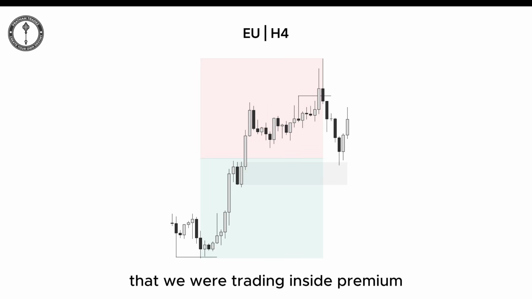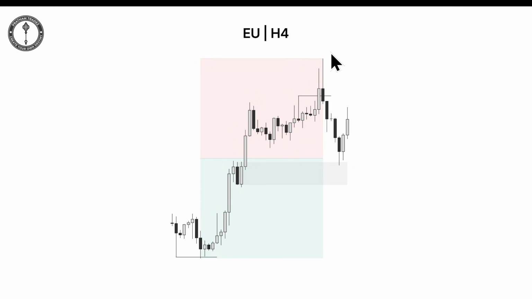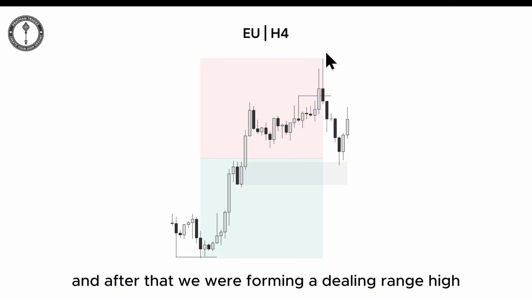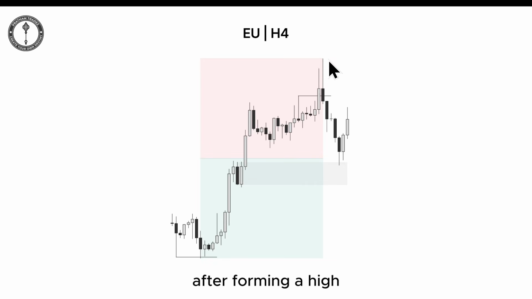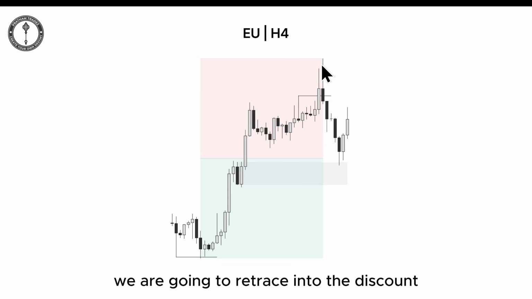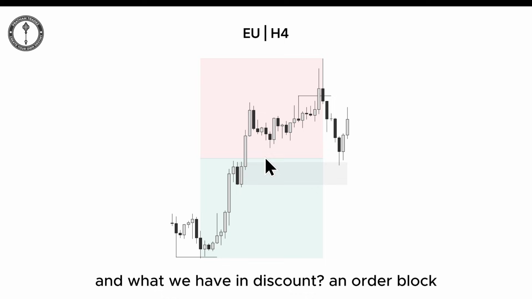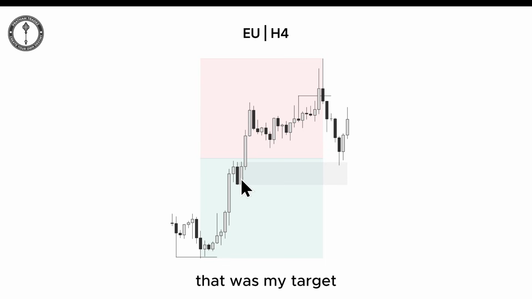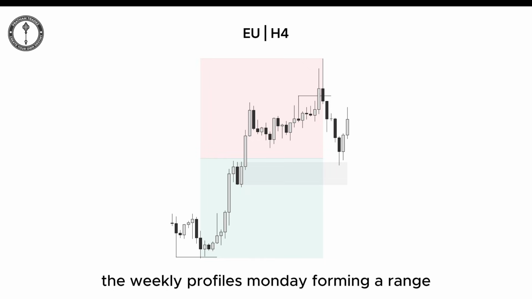That we were trading inside premium. We formed a dealing range low, and after that, we were forming a dealing range high. After forming a high, we are going to retrace into the discount. And what we have in discount, an order block. That was my target. This is clearly ERL to IRL, along with the session profiles and the weekly profiles.